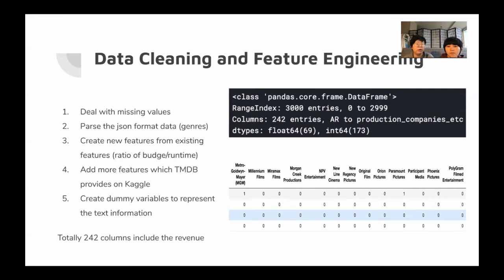We also created new features from existing features. For example, the ratio of budget over runtime, or the ratio of budget over release year. Then we added more features that TMDB provides on Kaggle. Finally, we created dummy variables to represent the categorical features. So we have a total of 242 columns, also including our target column.